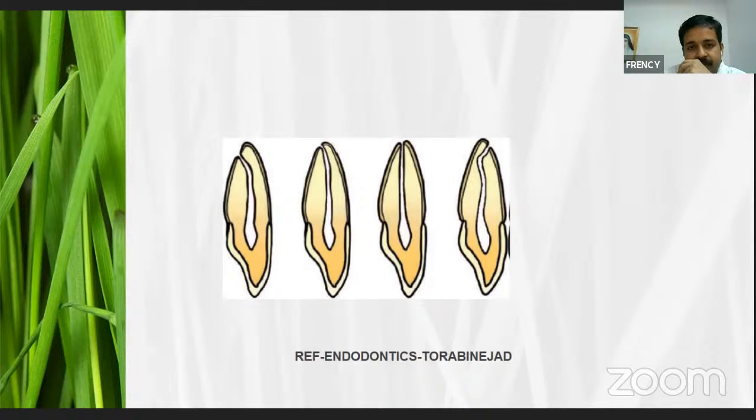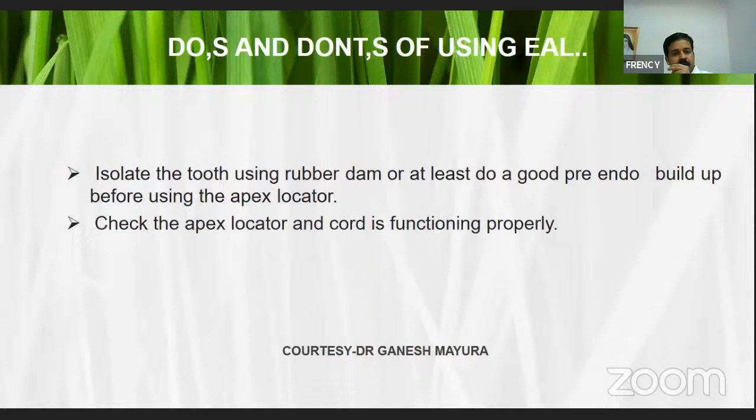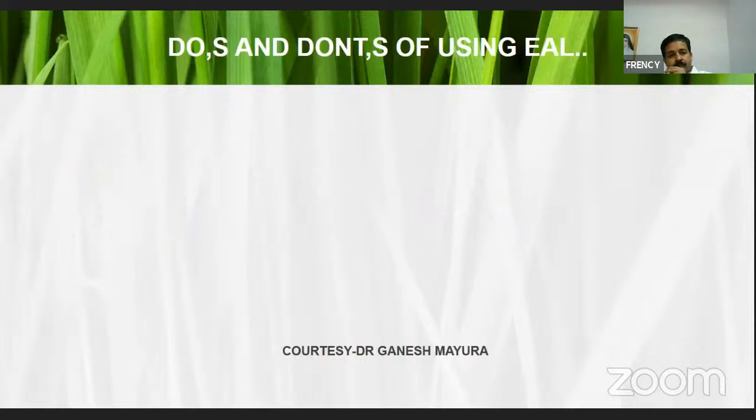So I will share some of the points put forward by Dr. Ganesh Mayura on FB. It's very useful when you are using an electronic apex locator. Isolate the tooth using rubber dam, or at least do a good pre-endodontic build-up before using apex locators. If you are not using a rubber dam, do a good pre-endodontic build-up or a cotton roll isolation. Check that the apex locator and cord are functioning properly. In some apex locators, you can clip the file holder with the lip clip, and it will give a reading so that you can get an idea whether it is functioning properly.